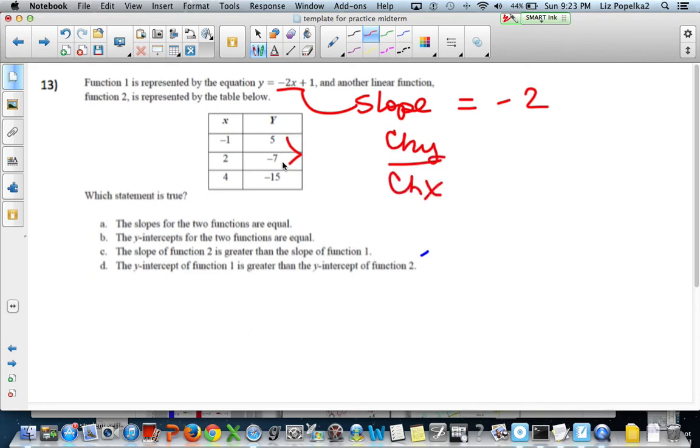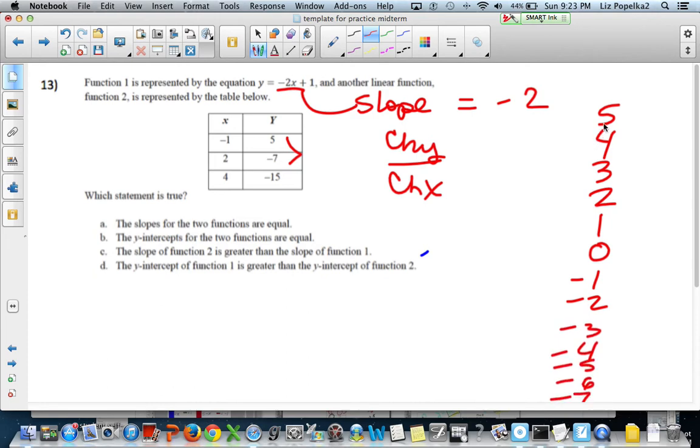So to go from a positive 5 down to a negative 7, this is not a difference of 2. So if I go down, 5, 4, 3, 2, 1, 0, negative 1, negative 2, negative 3, negative 4, negative 5, negative 6, and negative 7. So if I go all the way down from the positive 5 all the way down to a negative 7, I'm actually going down 1, 2, 3, 4, 5, 6, 7, 8, 9, 10, 11, 12. So I'm actually going down 12 places.